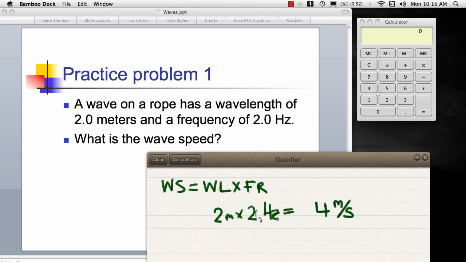Recall that hertz is cycles per second, or 1 over seconds. So if you multiply these two together, you will get these units of meters per second, and this is my answer for practice problem number 1.